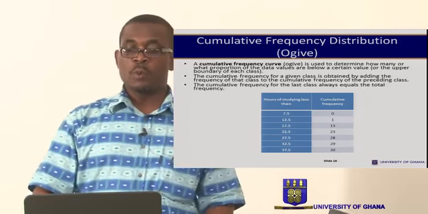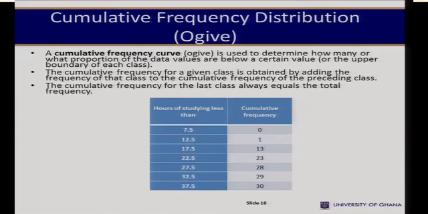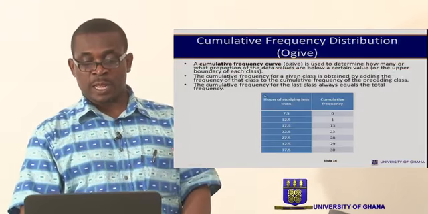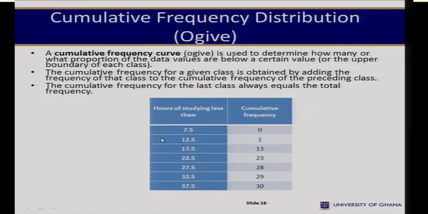Finally, we can look at the cumulative frequency curve. Now, in the cumulative frequency curve, what we use it to do is to determine how many or what proportion of the data or values are below a certain value. Now, to get a cumulative frequency, we add the cumulative frequency of the preceding class to the frequency of the current class.